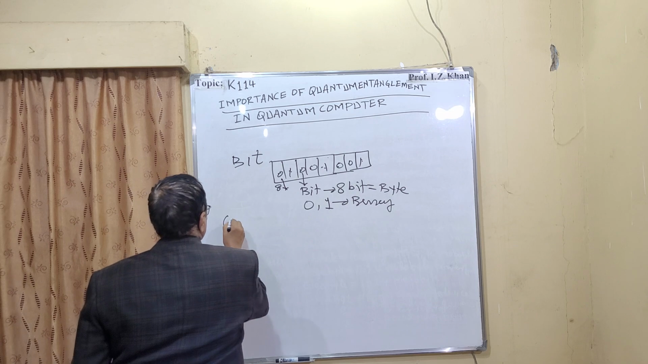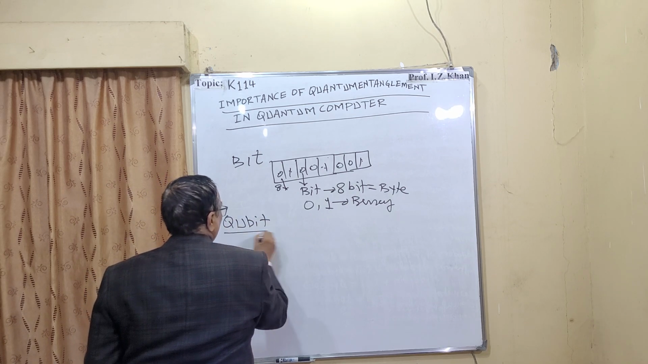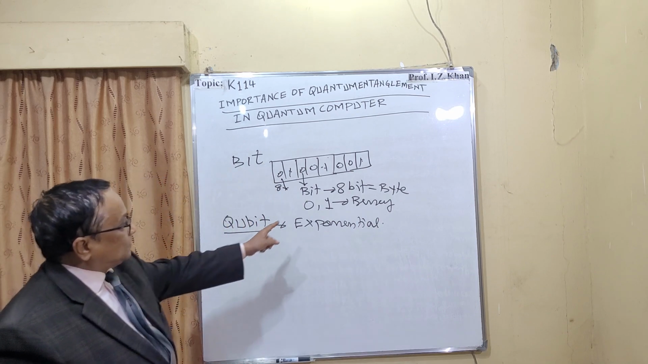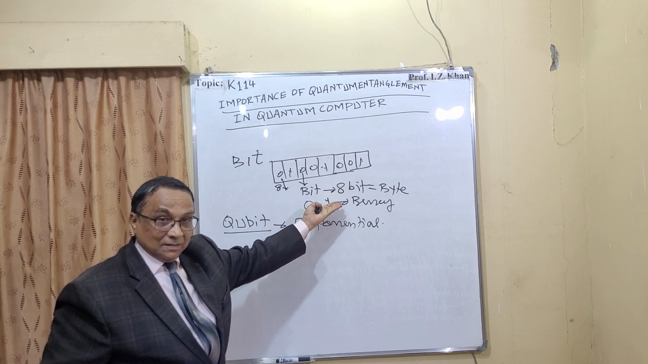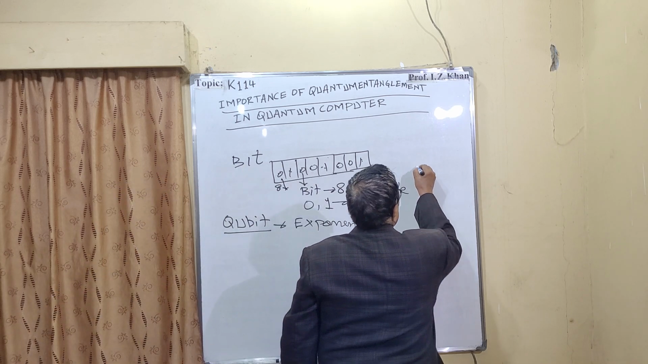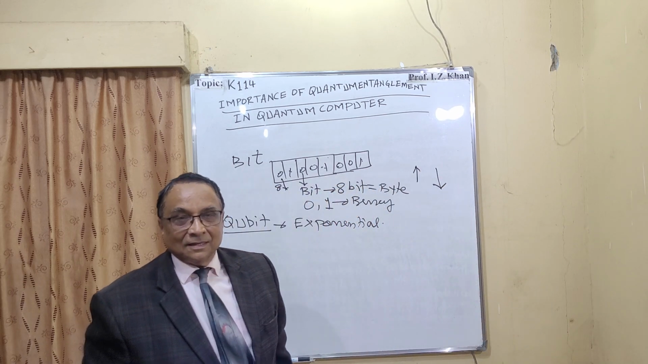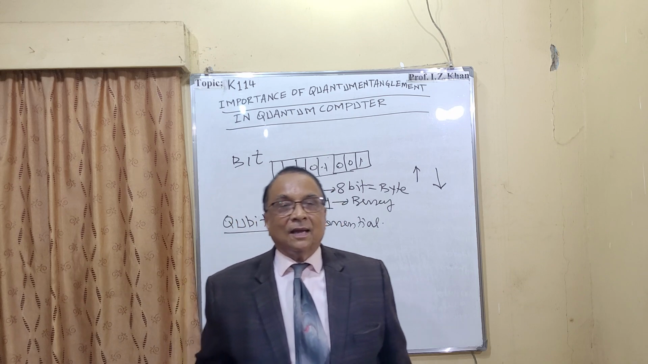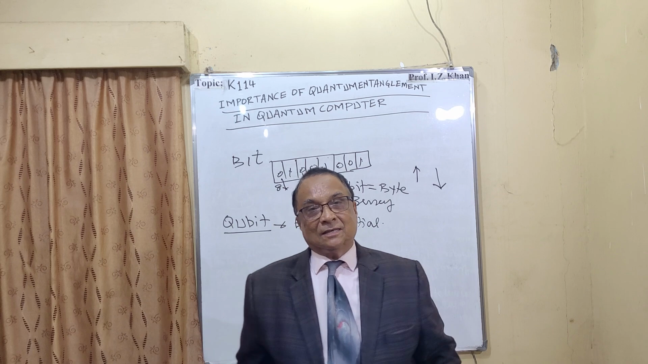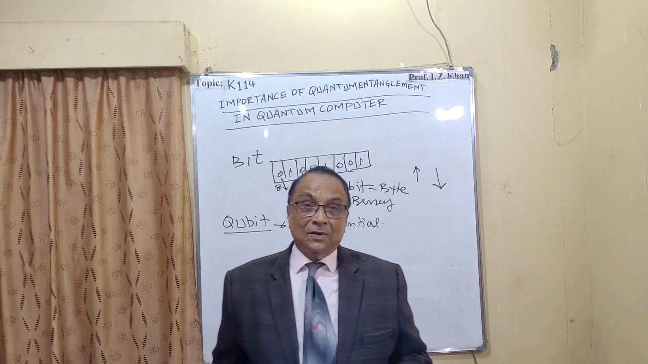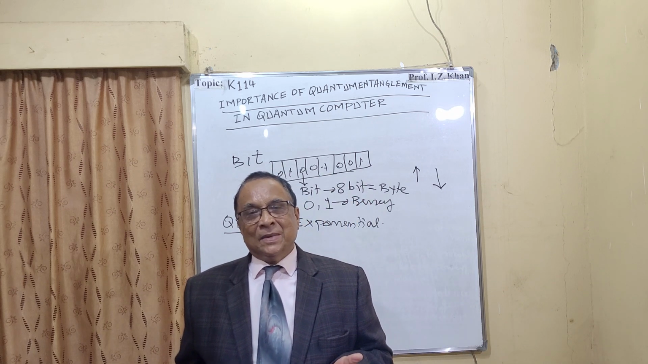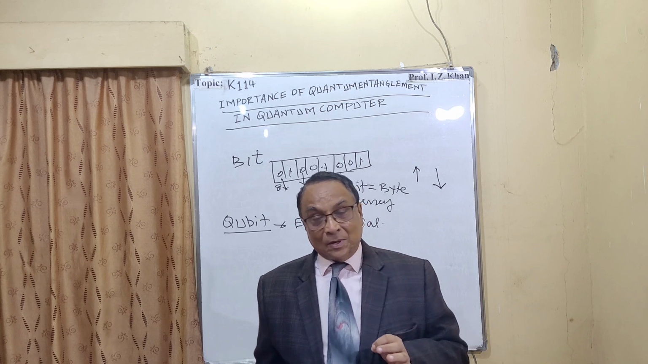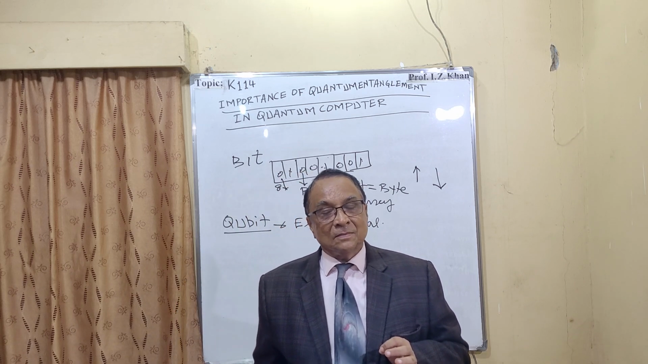But in the case of the qubit, it is exponential. Exponential means it is not binary, because in binary it is head and tail, two positions, clockwise and anticlockwise, either this or this. Only two positions. But in the case of the qubit, for the quantum computer bit, there are multiple, exponential positions. That's why it has a lot of speed, very, very fast as compared to light speed. This is the latest development, and it is called quantum entanglement.